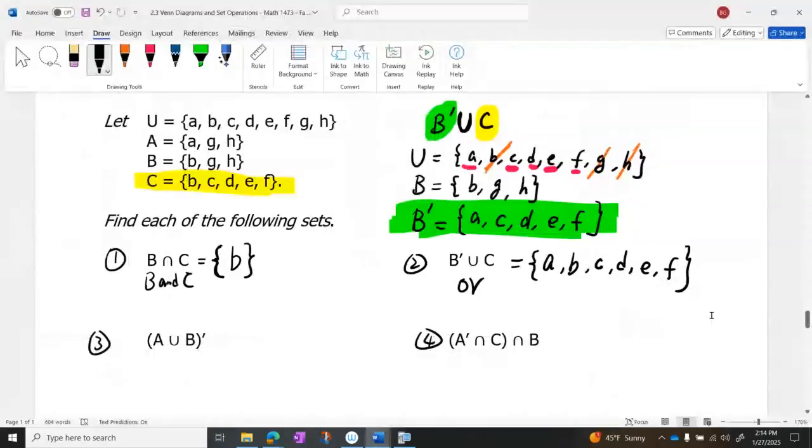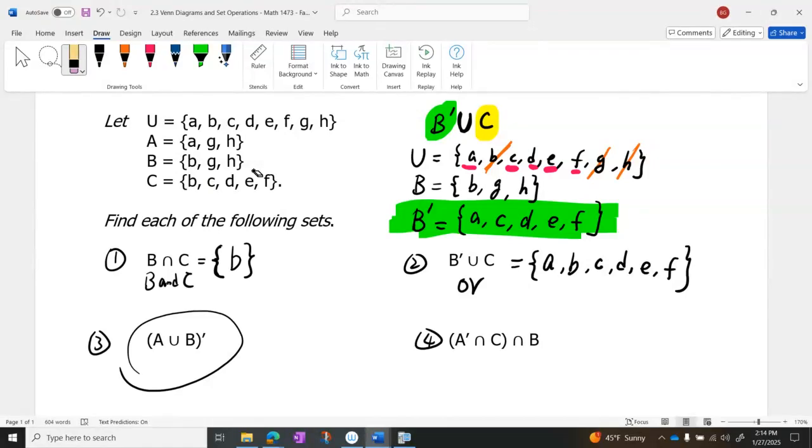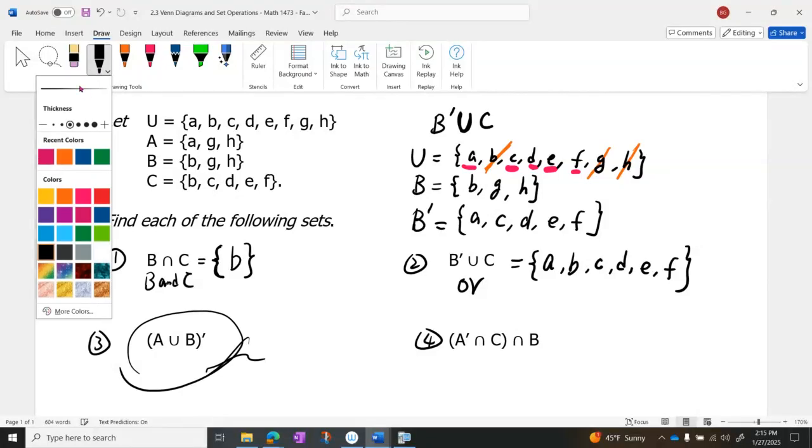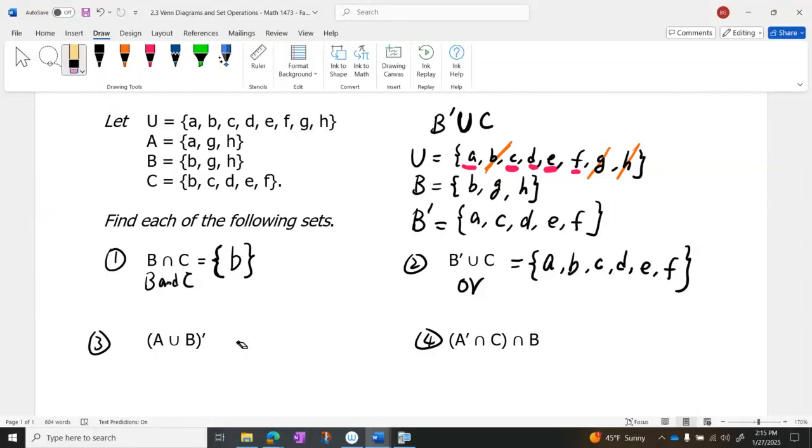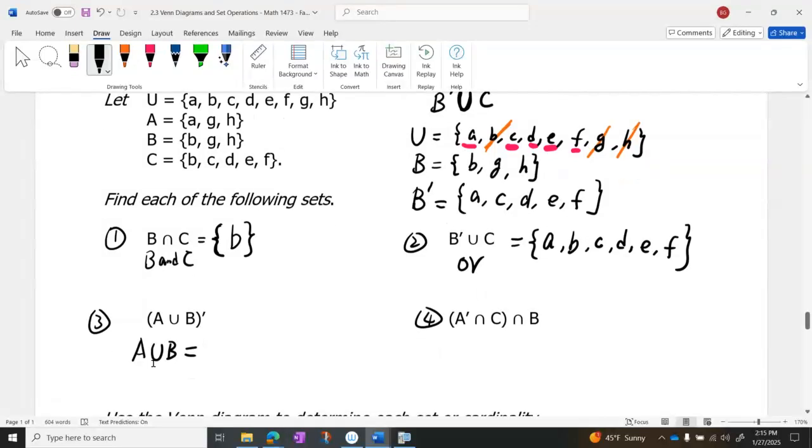Number three. How do we understand this structure? Okay, I'm going to decolor them. Later, I'm going to use a different set of colors. So number three, we are looking for A union B inside parentheses and then prime. Interesting, right? So the structure is we need to find A union B first and then find the complement of A union B.